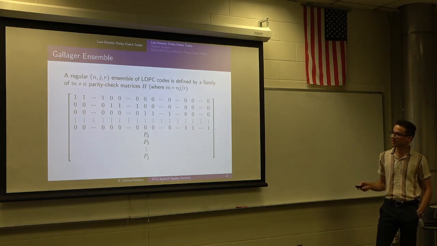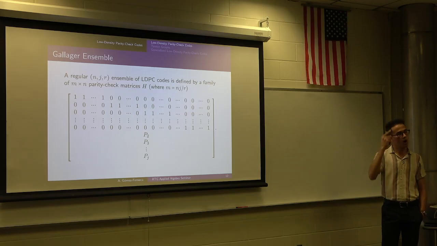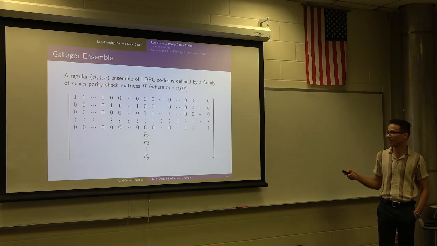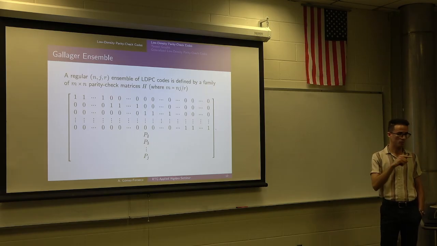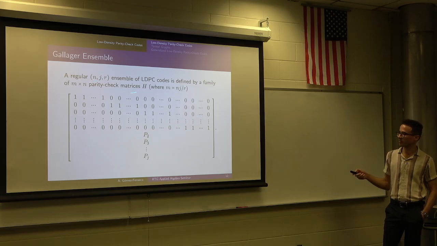Gallagher, in his PhD thesis, proposed an ensemble of LDPC codes. If you take 3 parameters, n for the block length, J for the number of ones in each one of the columns, and R for the number of ones in each one of the rows, he defined this family of m by n parity check matrices H, where m satisfies this equation. So m is equal to n times J divided by R.